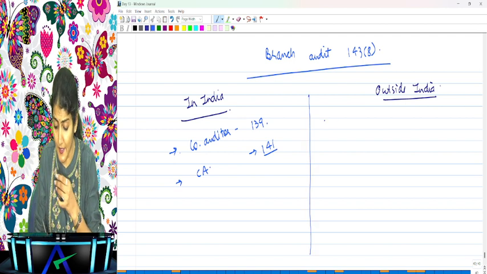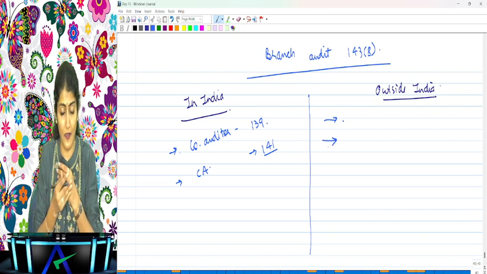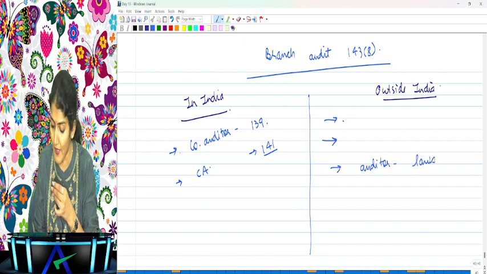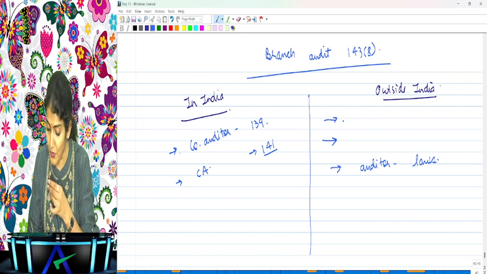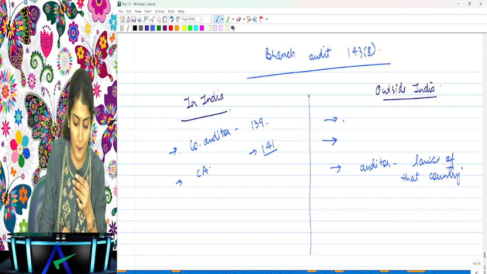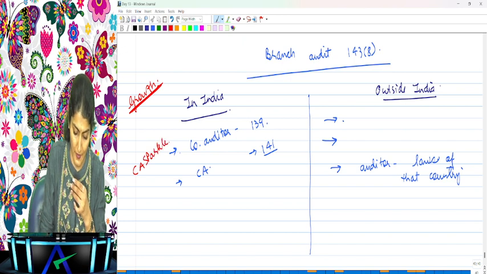Branch outside India, who can do the audit? Company auditor himself, or a person who is qualified under section 141, or a person who is duly qualified to act as an auditor as per the laws of that foreign country. Like if the branch of a company is in India, say Growth Limited has a branch in India, who can do the audit of that branch? CA Sparkle or CA Joy. Another CA can also do the audit of the branch.